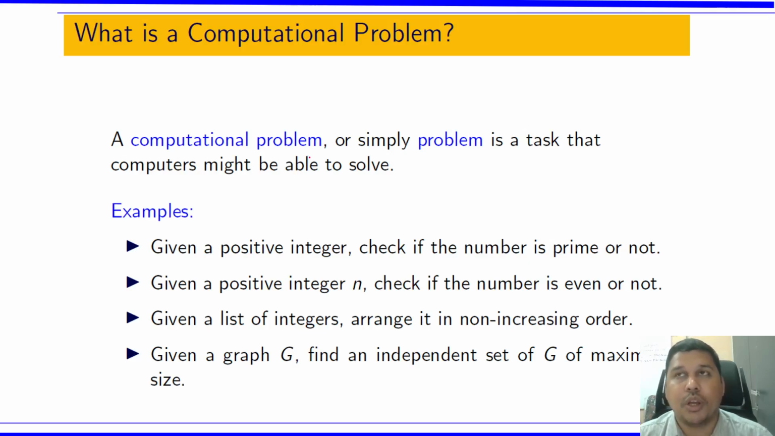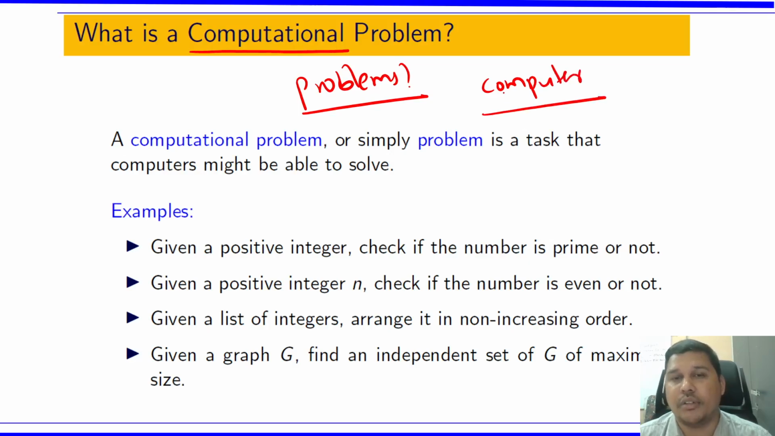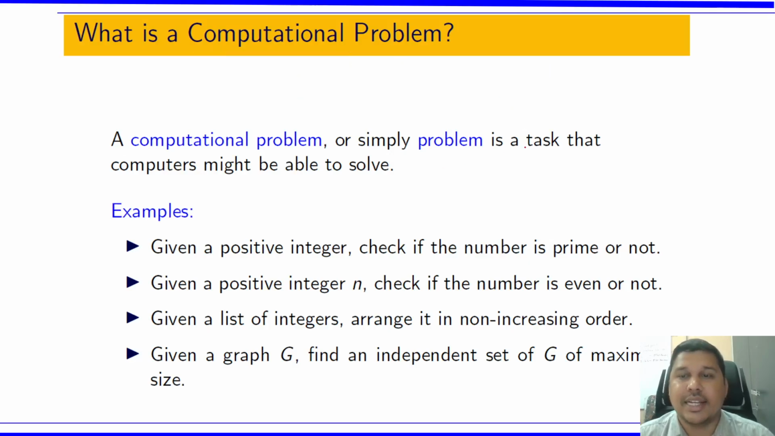Computational problem means, generally there are a lot of problems. How to be happy always, it's a problem. But what we are talking about are computational problems. It means a certain category of problems which require a computer to be solved. Those kinds of problems are computational problems. It's a task that computers may be able to solve.